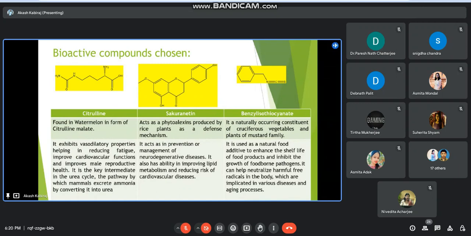Benzyl isothiocyanate is a naturally occurring constituent of cruciferous vegetables, and since it is a food additive, we can say that it enhances the shelf life of food products and also decreases the growth of foodborne pathogens.